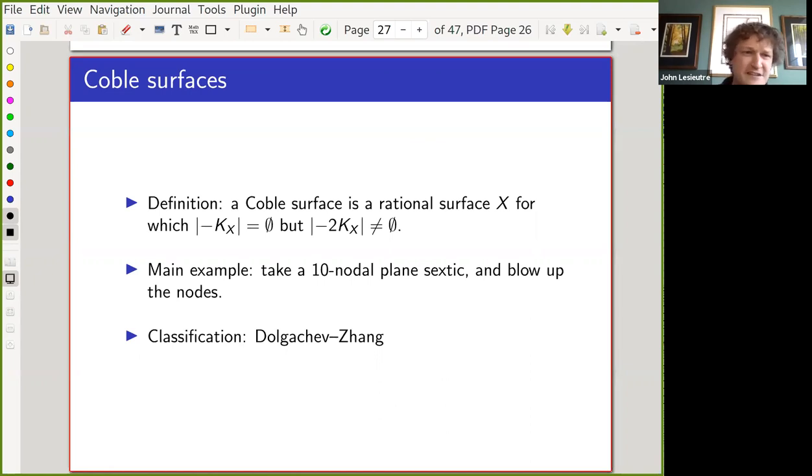And there are a lot of others. There's some big work on the classification by Dolgachev and Zhang. We more or less know what these look like, but there are many other ones. If you take 6 lines in P2 and you blow up all 15 intersection points of the lines, that's another Coble surface. They found a whole lot of them. But the typical one to imagine is the blow up of a plane sextic with 10 nodes. A 10 nodal plane sextic sounds really exotic, but if you just take a rational normal curve in P6 and project it to the plane, you'll get one. It's not too hard to find these.